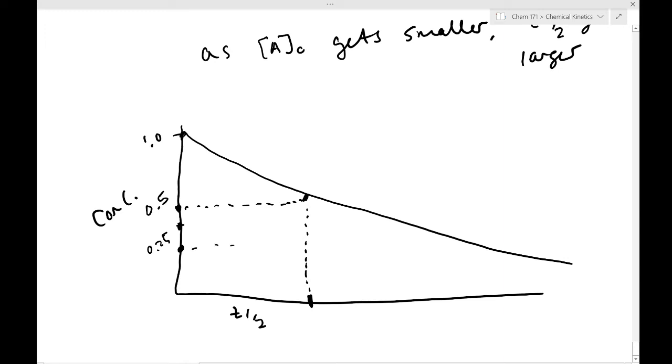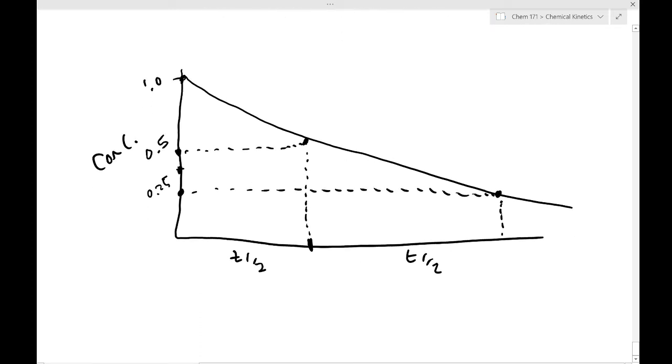Now, if you go out to the second half-life, you'll see that it is much longer than the first. So t 1/2 of the second one is much longer than t 1/2 of the first one. In a second order reaction, the half-life is dependent on the initial concentration, so it's not going to be the same. And as a matter of fact, it gets longer as the reaction goes further. Okay, so that's first and second.